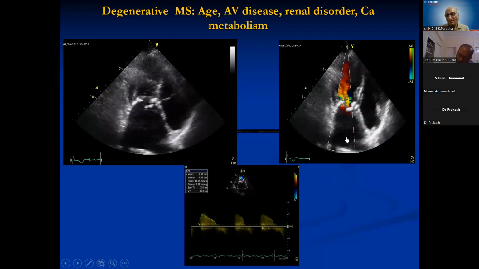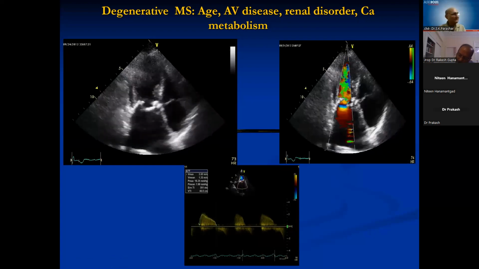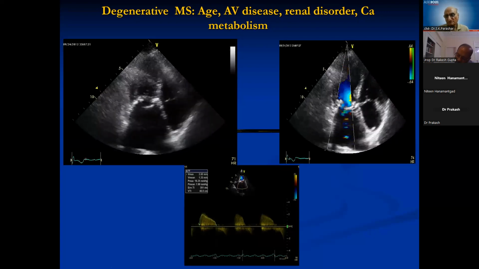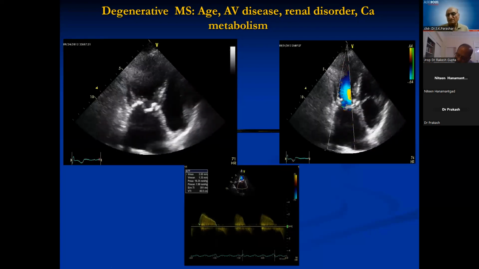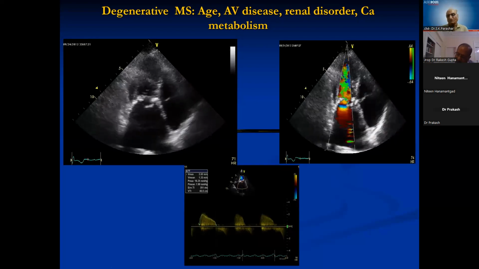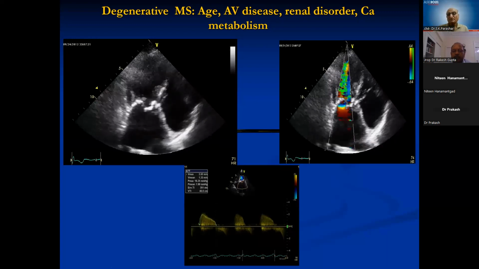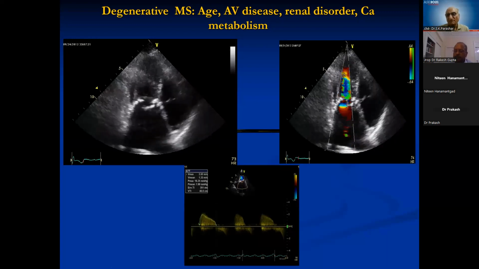In the rheumatic, I told you that the commissures are fused and other features are there. And there are nice literature points also which I don't want to confuse you with. There are various papers on differentiation between this and calcified.